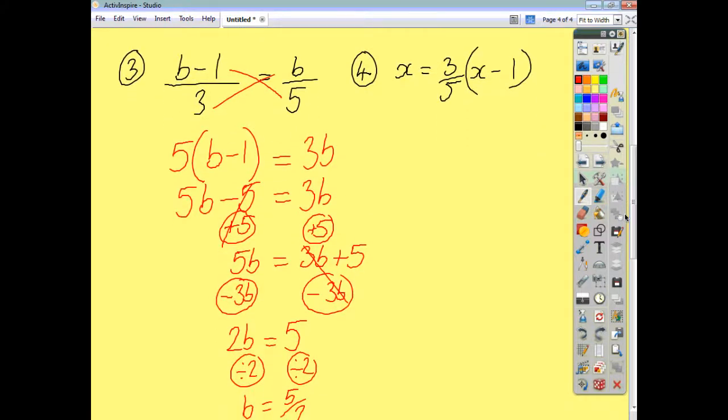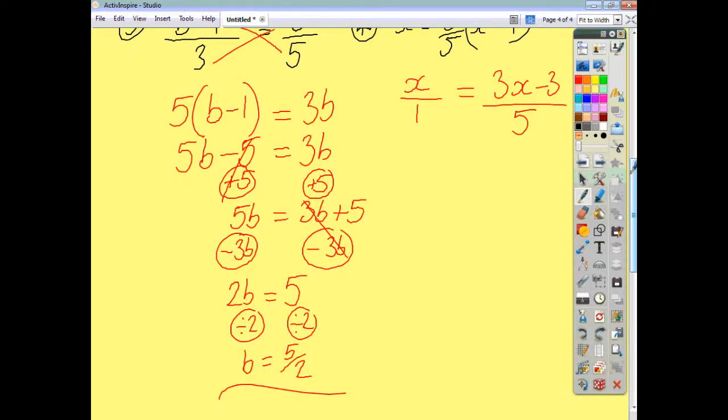Okay, last one. Remember, this is just the same as x over 1. And the right-hand side is equal to 3 lots of x minus 1, which, if you like, is 3x minus 3 divided by 5. Because when something is multiplied by a fraction, you just times by the top, divide by the bottom. That's what we've done here. Okay, now we're ready to do our multiplication. So we'll say 5 times x is 5x. 1 times this, 3x minus 3, is just 3x minus 3.